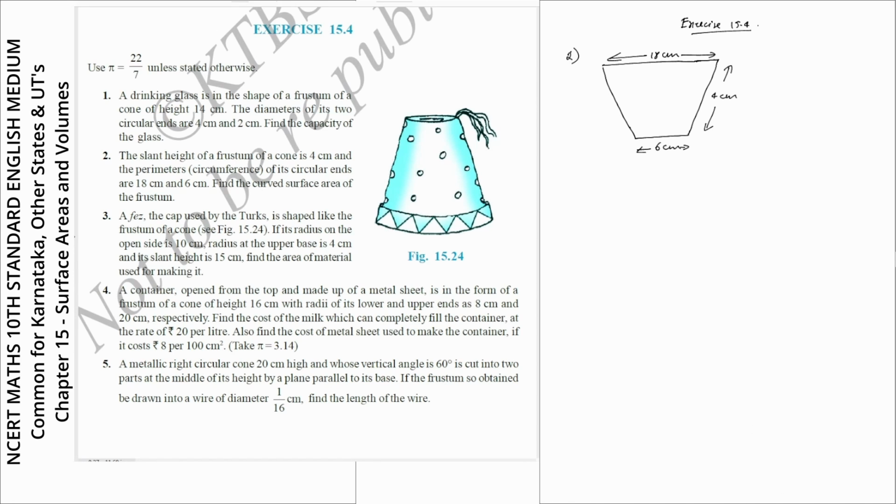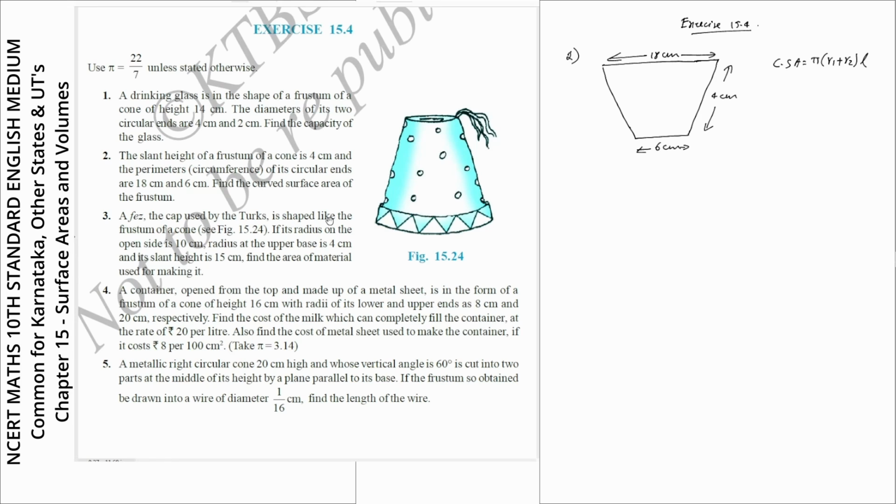Exercise 15.4, question number 2. The slant height of a frustum of a cone is 4 centimeter and the perimeter, that is circumference of its circular ends, are 18 centimeter and 6 centimeter. Find the curved surface area of the frustum. So curved surface area of the frustum is given by pi into r1 plus r2 into L, where L is the slant height. So L we know, but we don't know r1 and r2.